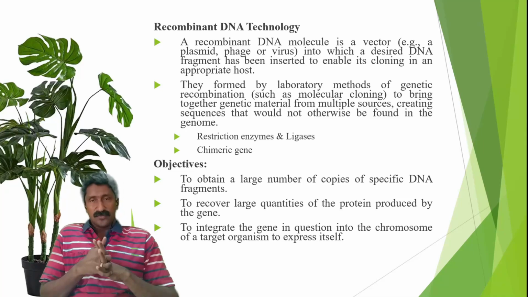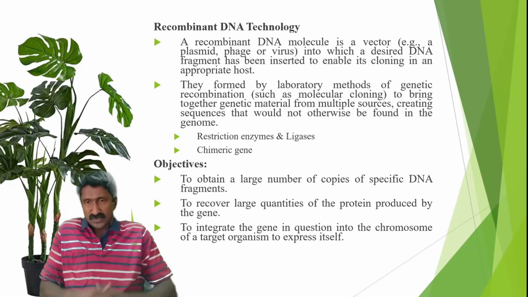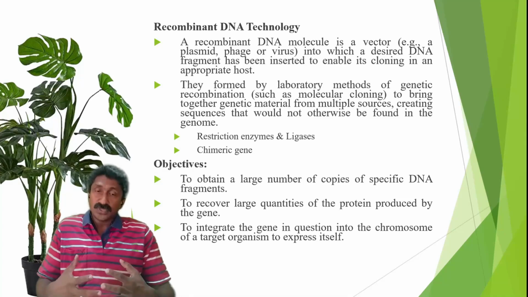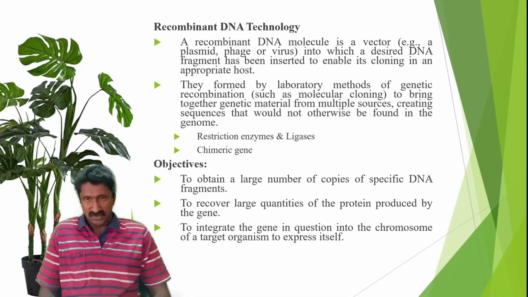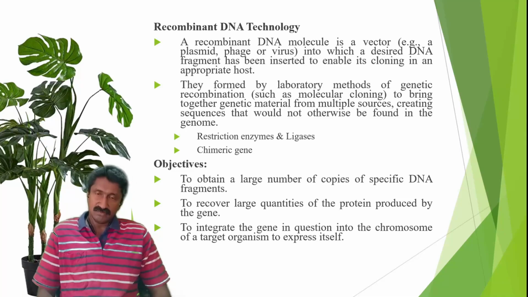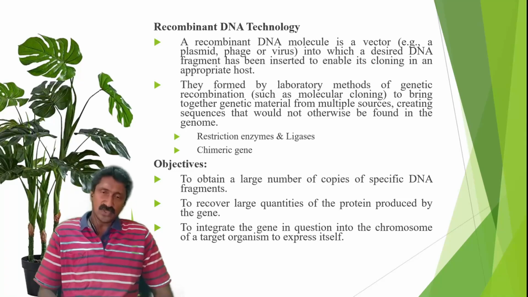And the objective of this technology is to obtain a large number of copies of specific DNA fragments. So basically, when you are going for recombinant DNA technology, your purpose is to produce a large number of specific DNA fragments. Your desired DNA fragment needs to be multiplied in large numbers, maybe for cloning or sequencing or different purposes. So you want to amplify or multiply that particular DNA sequence of your interest into a large number of copies. So that is one of the objectives.